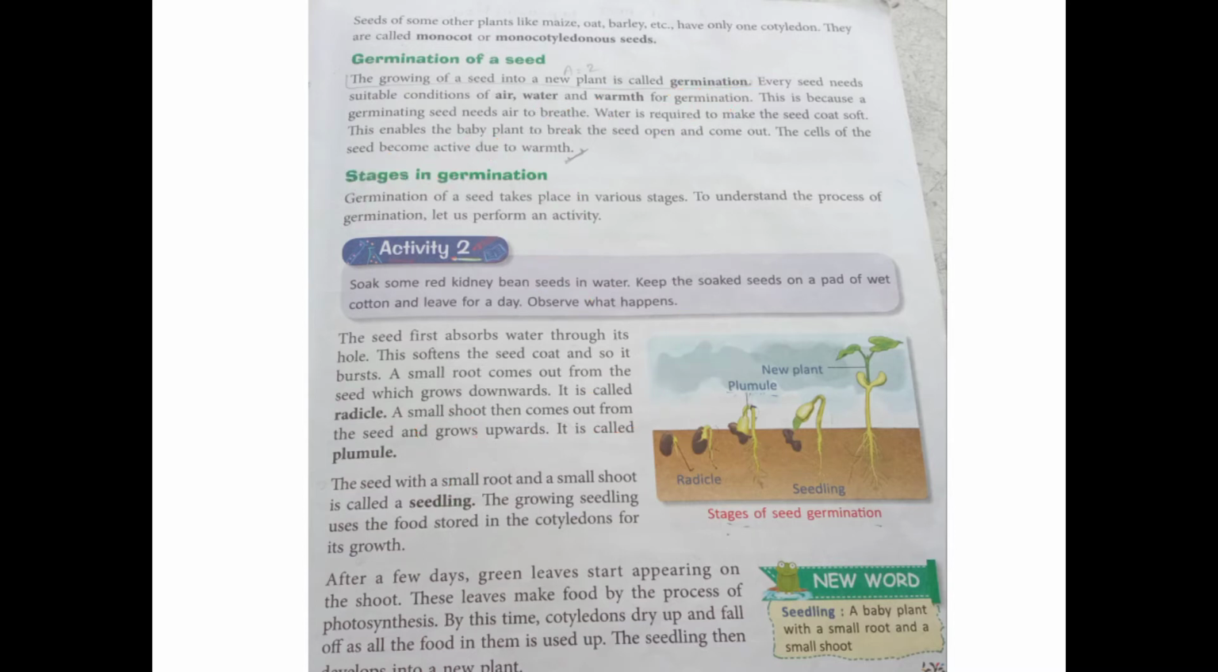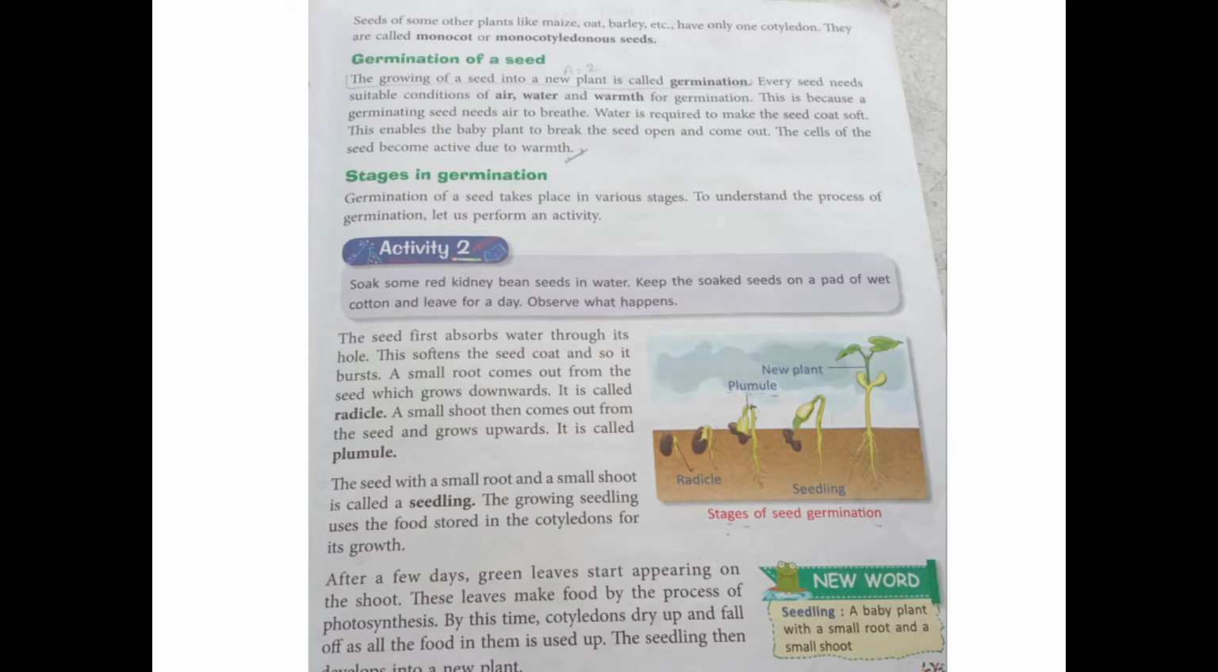Now come to the germination of seed. Germination means seedling of seed, that is, to grow the seed into a new plant. There are three main conditions for growing a seed. They are air, water, and warmth. These are the necessary conditions for growing a seed.